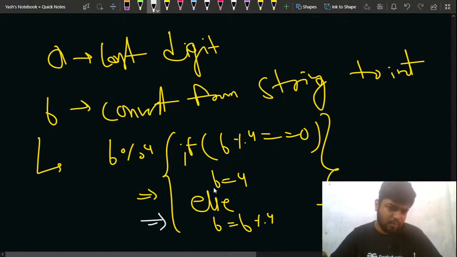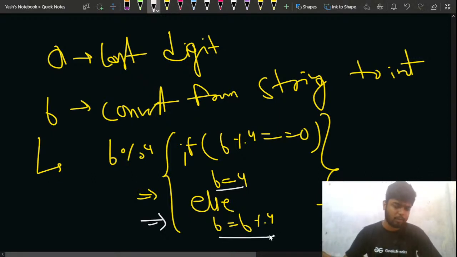If b mod 4 is 0, then b is equal to 4, otherwise b is equal to b mod 4, whatever is the number, right? You can convert b to integer in any way. You can iterate, or you can do it using STOI, anything, okay? Right, this much part is clear?